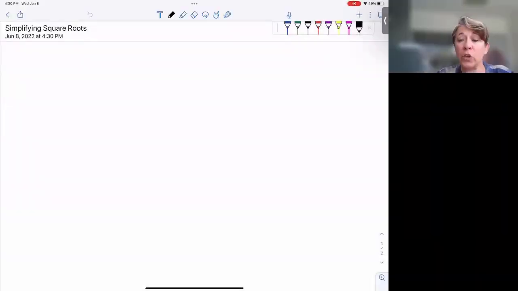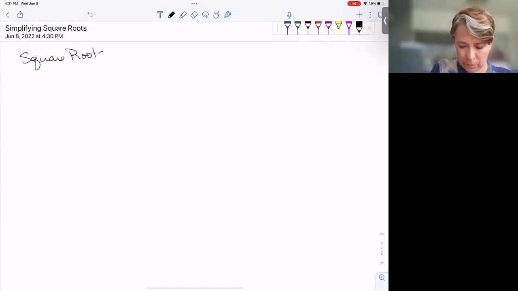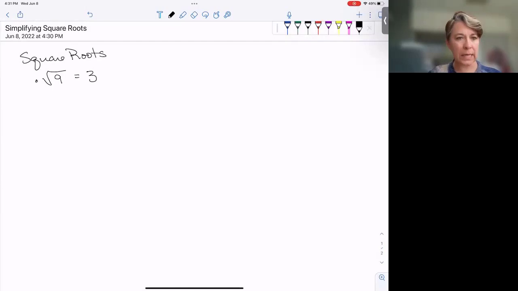Okay, now we're taking a look at simplifying square roots. So let's remember what some of these square roots are. If I took the square root of 9, you may recall that that's just the number 3. The reason it's 3 is because 3 squared equals 9. Squares and square roots are like inverse operations.